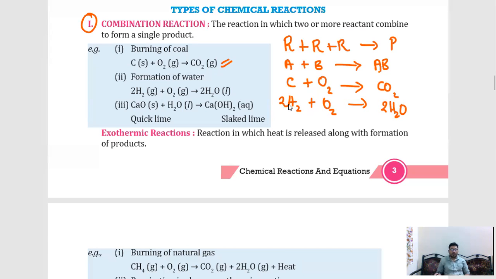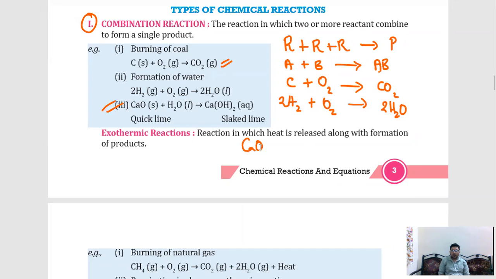I told you about this, right? You can watch that video to understand balancing, and then come back to this lecture. Hydrogen plus oxygen: hydrogen is one reactant, oxygen is another reactant. Both combine together to form only one product, that is the water molecule.